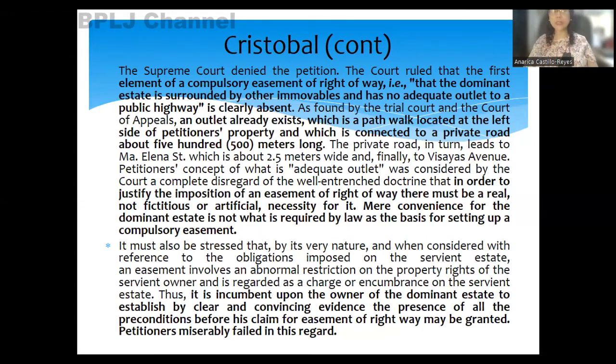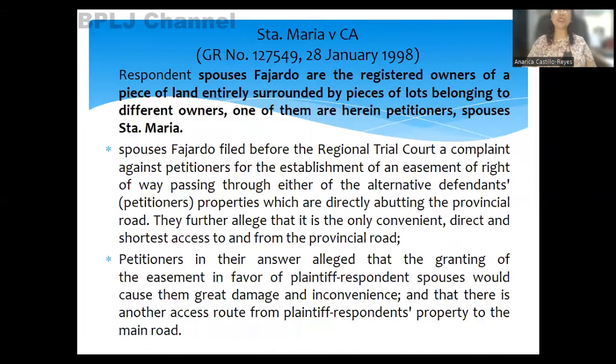Mere convenience for the dominant estate is not what is required by law as the basis for setting up a compulsory easement. So it is incumbent upon the owner of the dominant estate to establish by clear and convincing evidence the presence of all the preconditions for his claim of easement of right of way. However, petitioners failed in this regard. So we now go to the case of Santa Maria versus Court of Appeals.